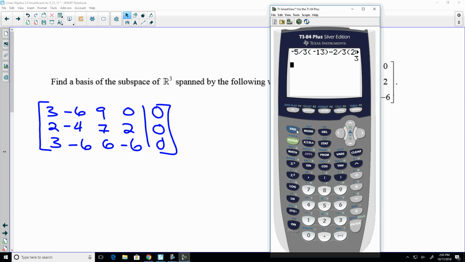We have 4 vectors here. We may not have 3 independent vectors. We may only have 2. So I'm going to check and see which ones I can call independent. So here's a way to check. It's not the only way, okay? So I'm going to row reduce it.